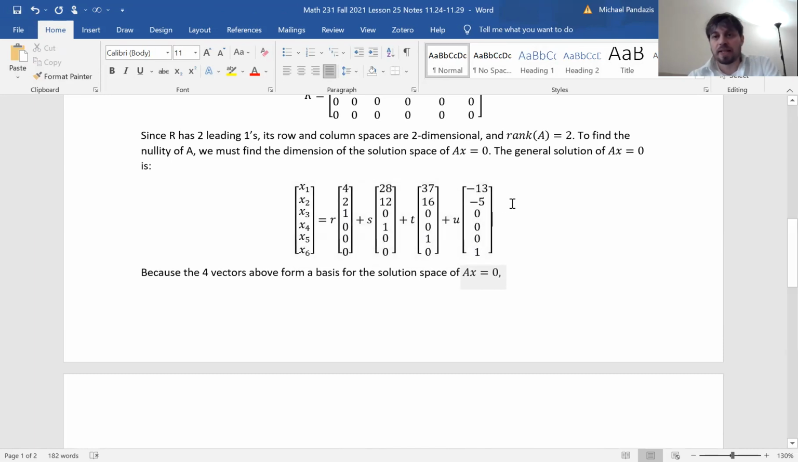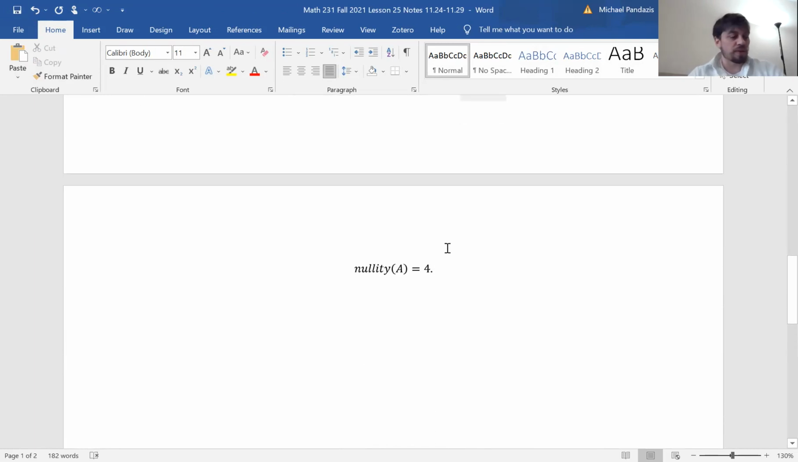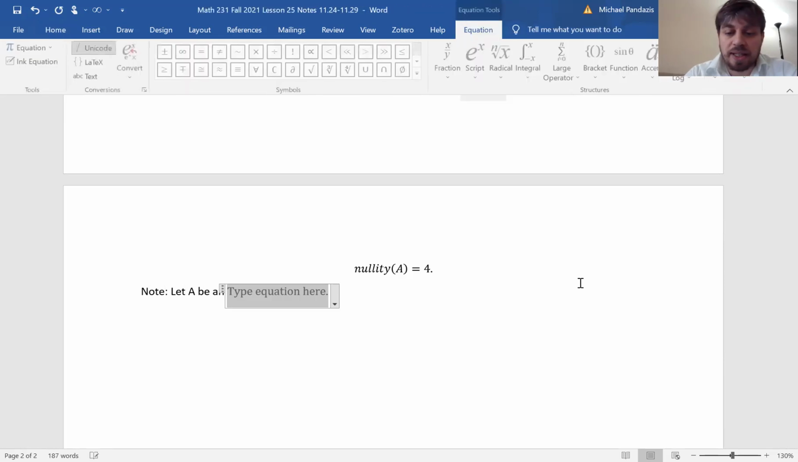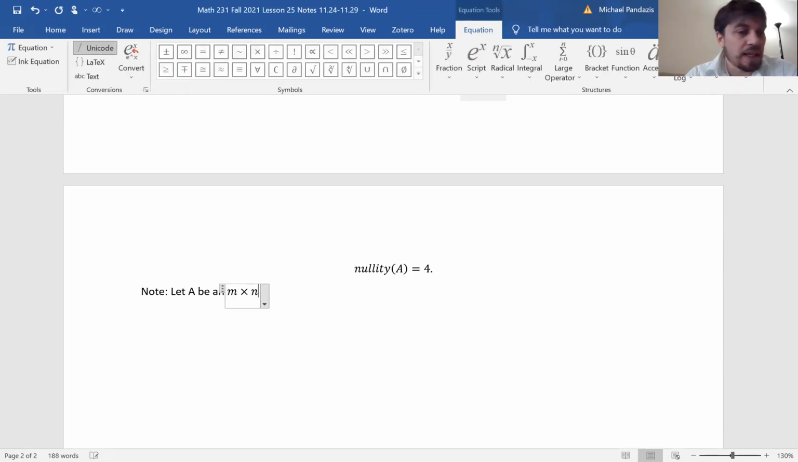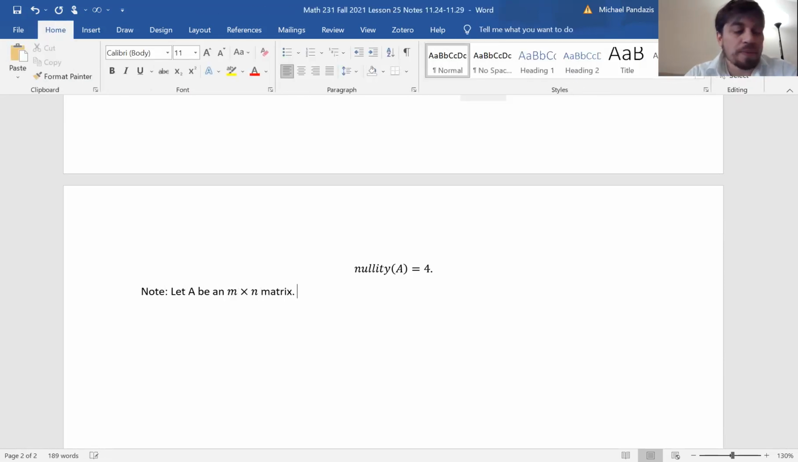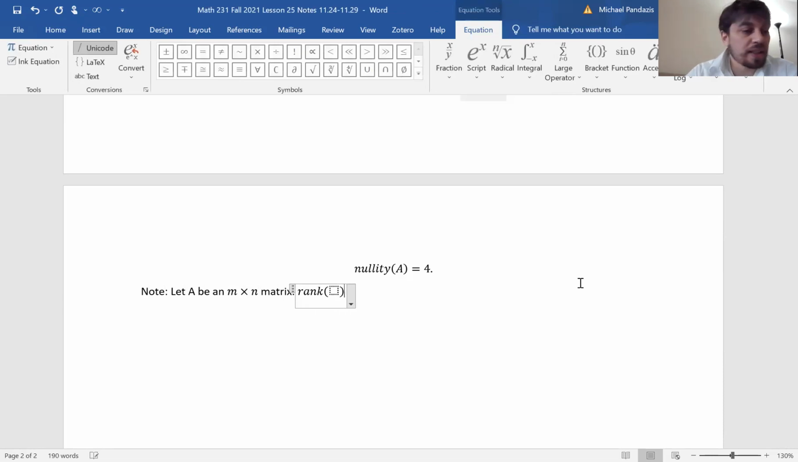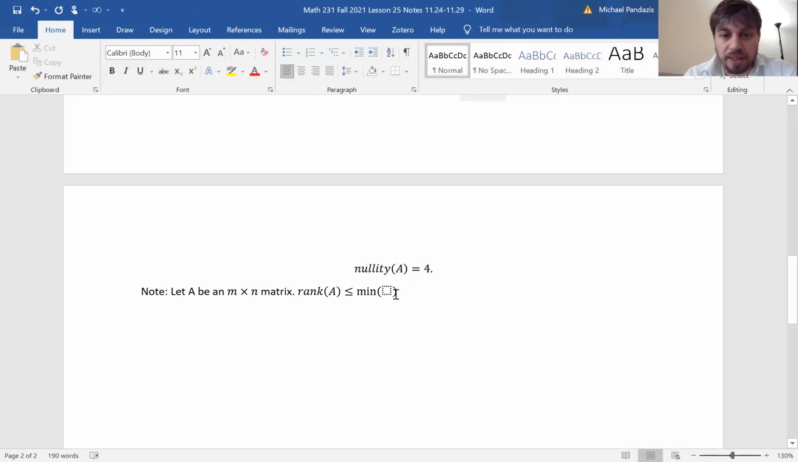There are 4 of them, and so we know the dimension of the solution space of AX equals 0 is 4. That means the nullity of the matrix A is 4. Note: let A be an M by N matrix. The rank of A is less than or equal to the min of M and N.